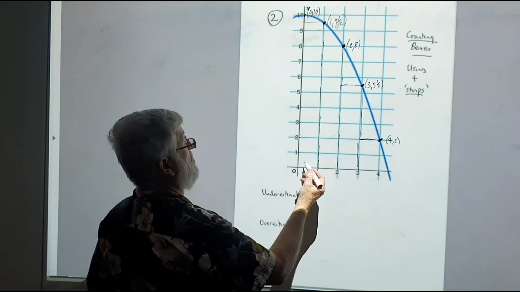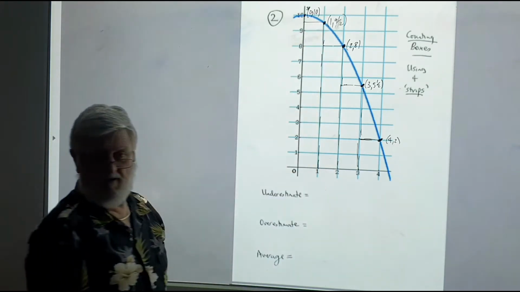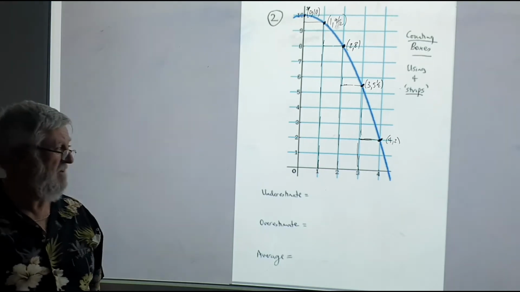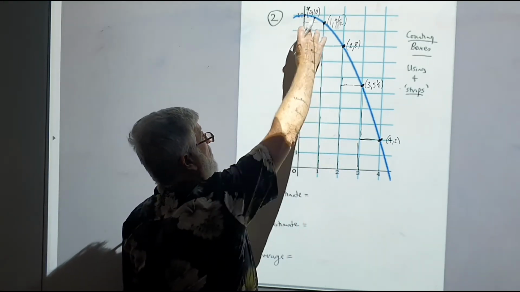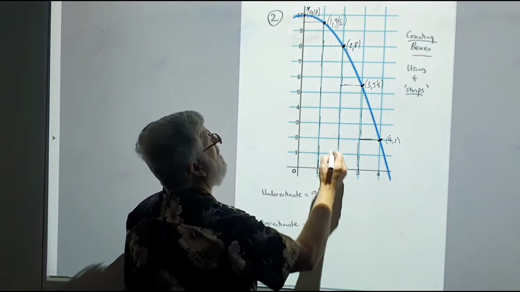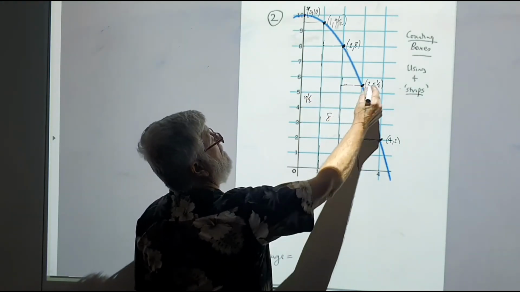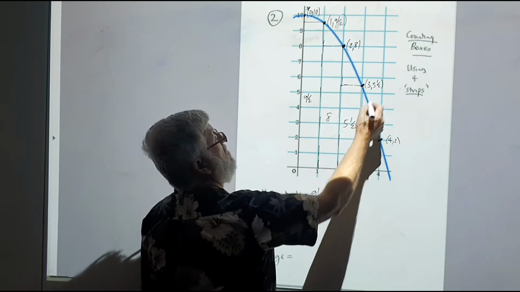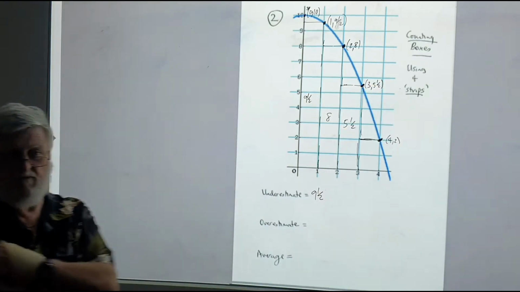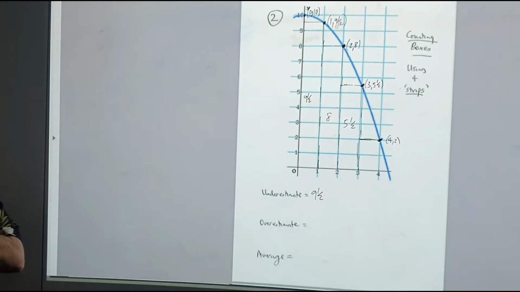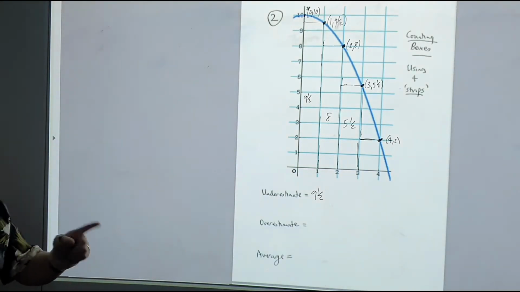Underestimate, this one here, I just look at it and I go, that's 9.5. Can you see the 9.5? I made a simple one by 9.5, so that's 9.5. This one here is 8. This one here is... So really it's the height that gives it away. And the height's called the function value.